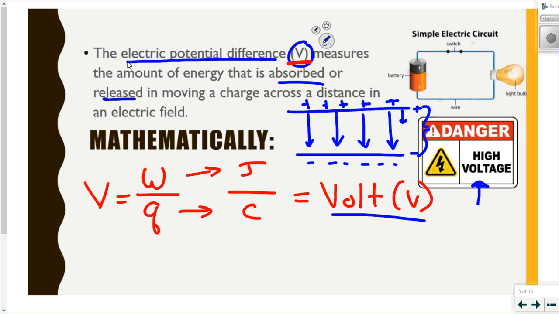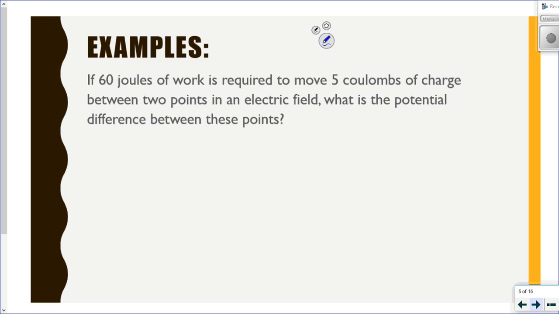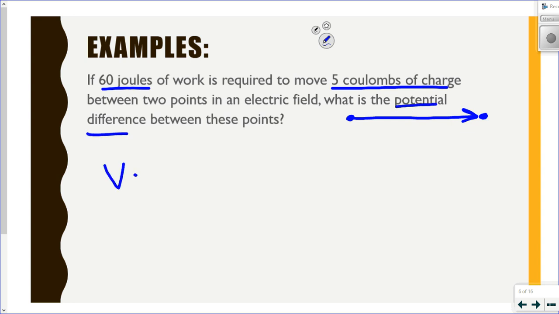Okay, so let's take a look at two examples, just using this simple equation. If I've done 60 joules of work to move 5 coulombs of charge between 2 points in an electric field, what's the potential difference between these 2 points? So I've got 2 points, and I'm just moving a charge from one point to the other. I want to know the potential difference, so I'm looking for V.